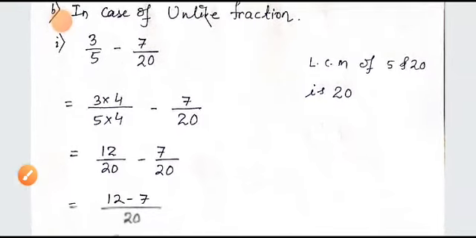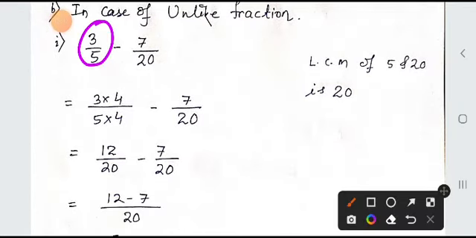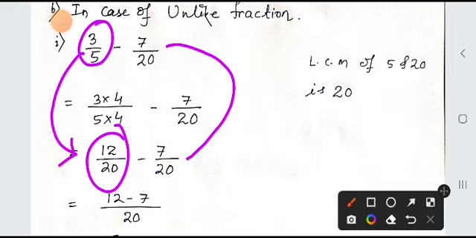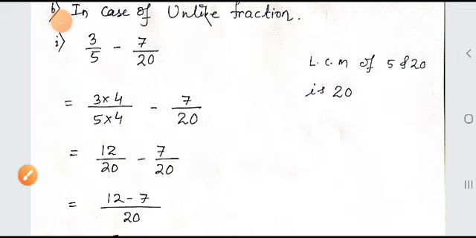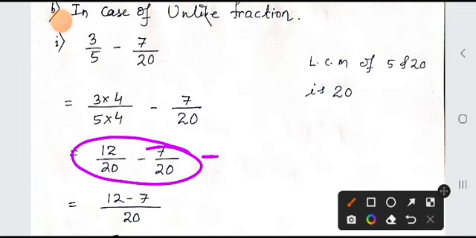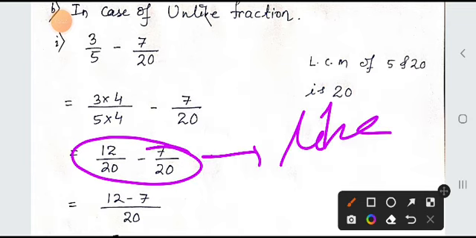Okay, the first fraction, which was 3 upon 5, has been converted into 12 upon 20, and 7 upon 20 is the same as 7 upon 20 here. Now we have the case of like fractions. In both cases we have the denominator 20.